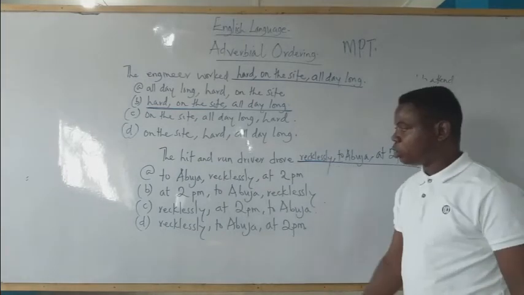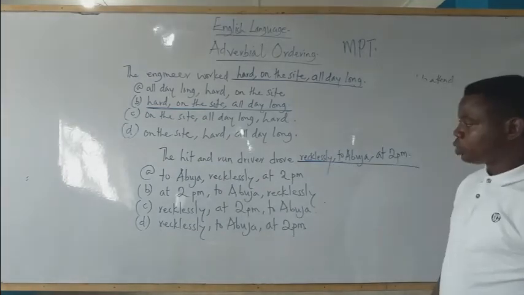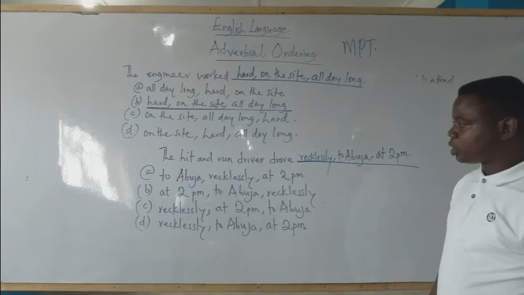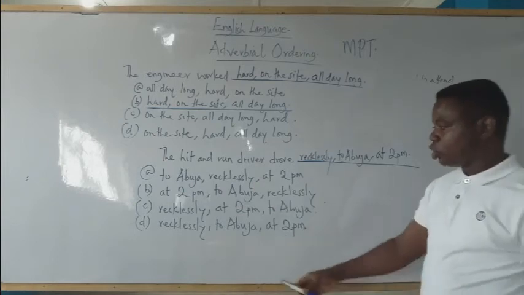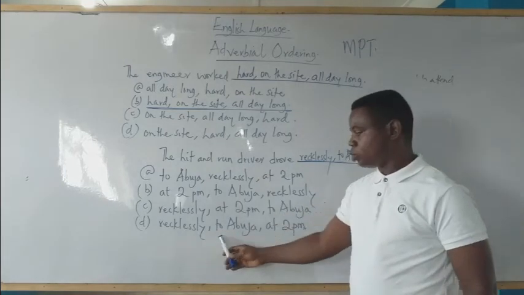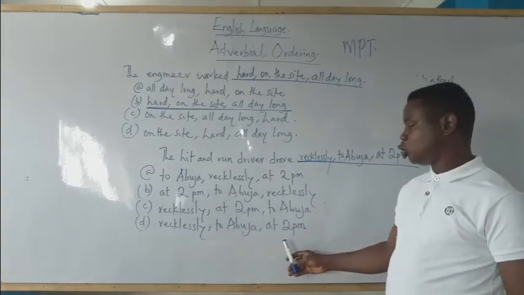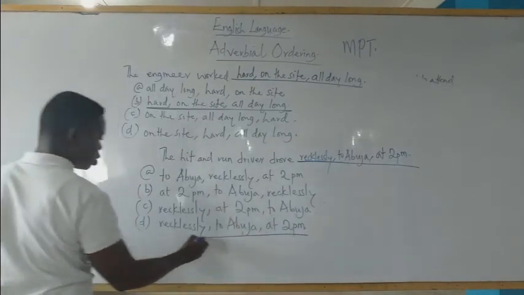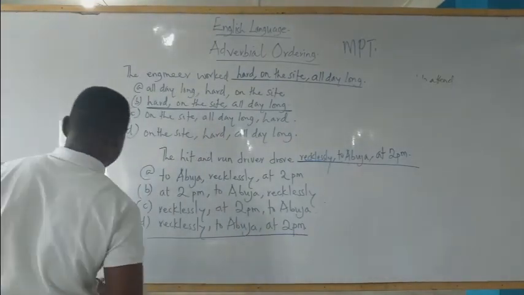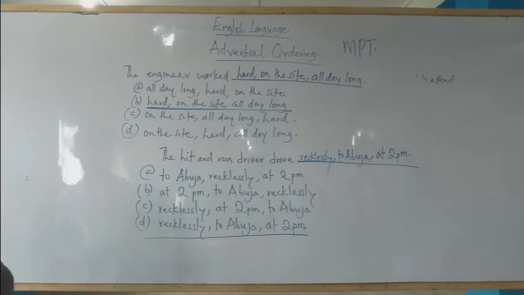Now check your options. Which of the options has that order? Option D. Can you see that option D? Option D is recklessly to Abuja at 2 p.m. So the right answer in this instance is what? Is option D. More examples for that.